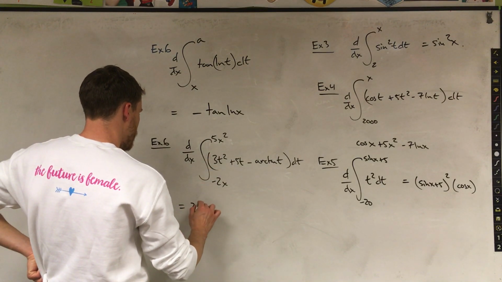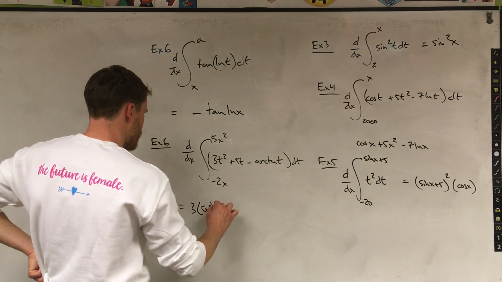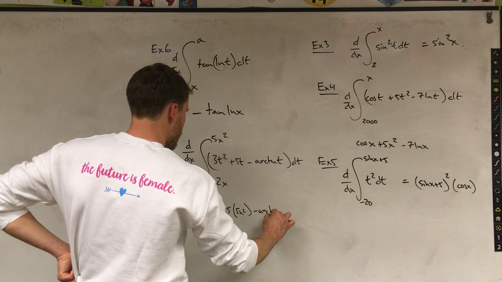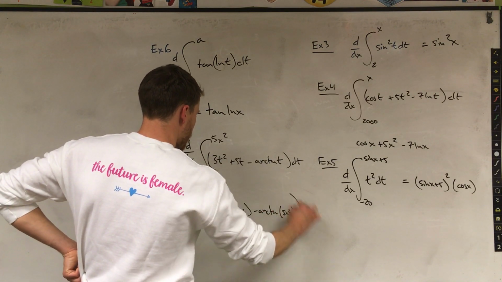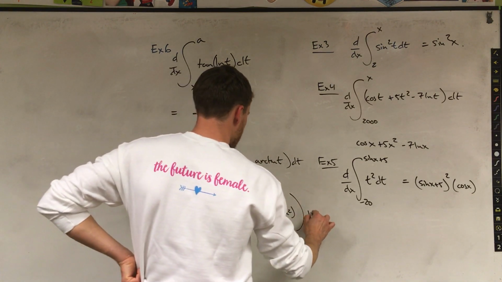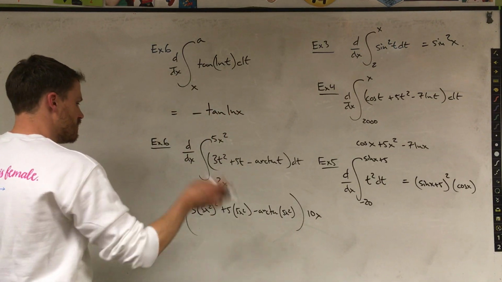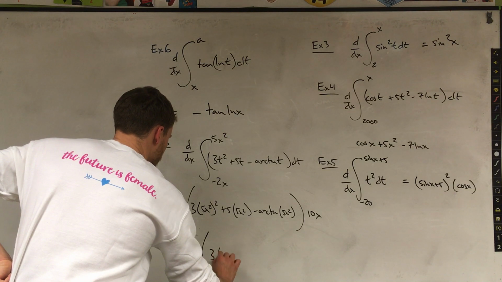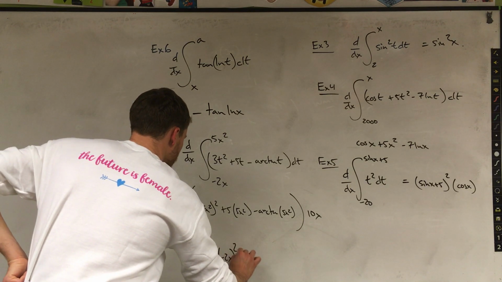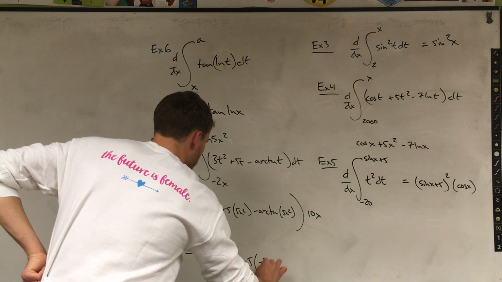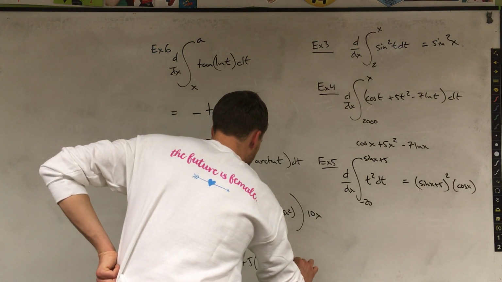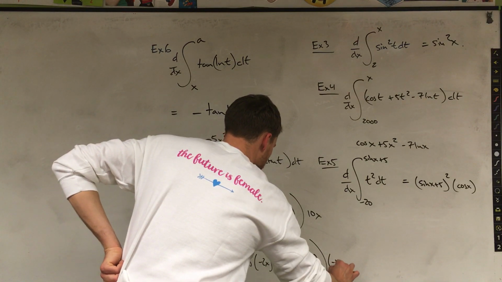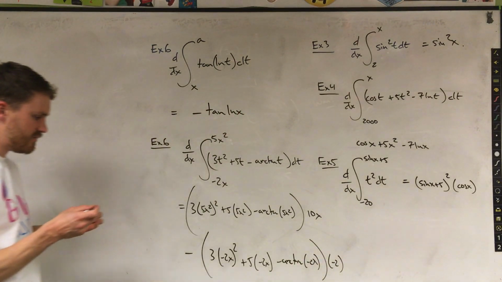So you should have 3 times 5x squared squared plus 5 times 5x squared minus arctangent of 5x squared, all times the derivative of 5x squared, which is 10x. And then you should plug in negative 2x minus 3 times negative 2x squared plus 5 times negative 2x minus arctangent of negative 2x, all times negative 2, which is the derivative of negative 2x.